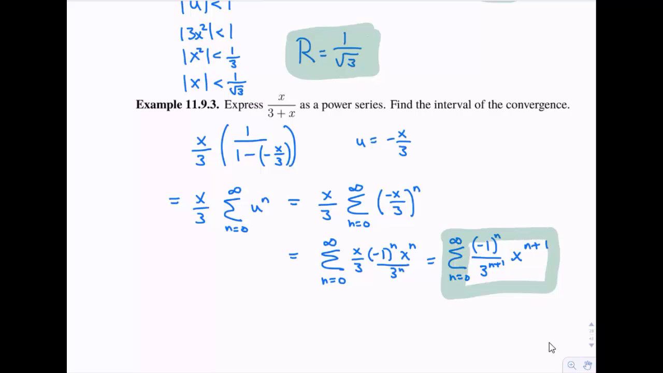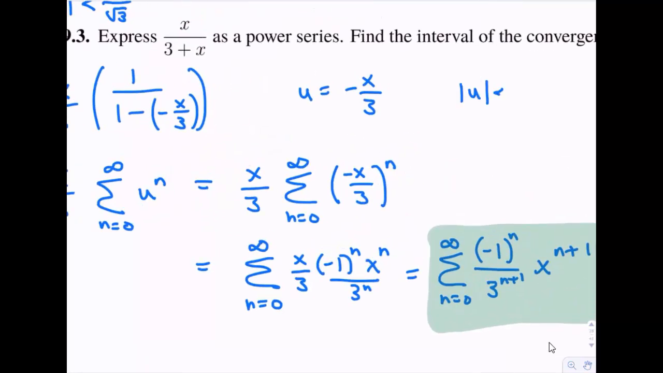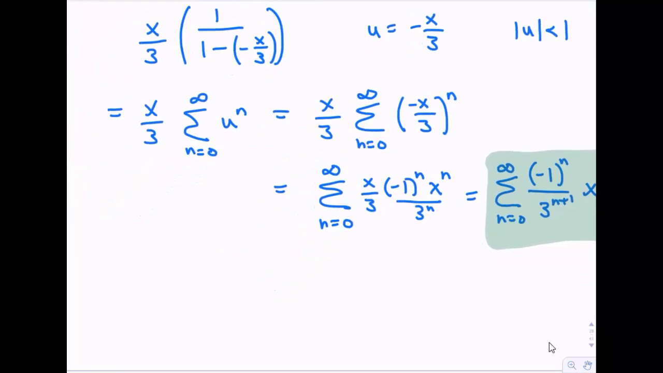Because it's that extra x and that extra 3 in the denominator. So this is my final answer. This is how I can represent x over 3 plus x as a power series. Now my last part is, again, I want to find the interval of convergence.